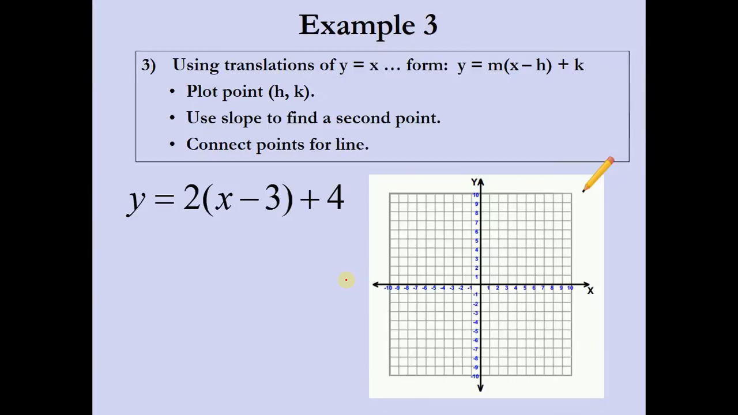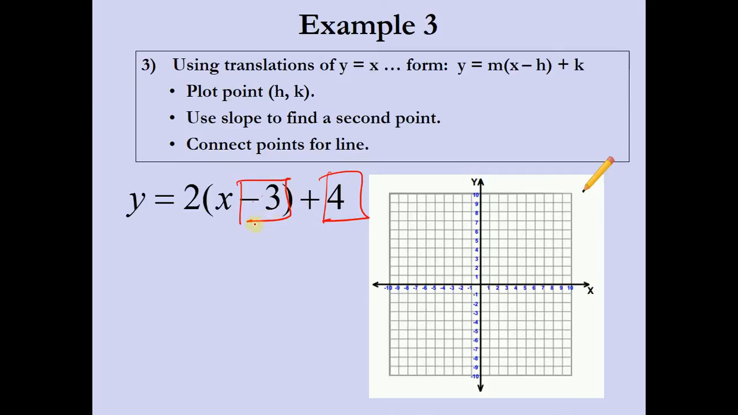Let's look at this before you start to go, whoa, I don't like it. So, let's use the translation form. I have y equals 2 times the quantity x minus 3, plus 4. So let's plot the point. Now the point is this piece right here and this piece right here. This is the x value, this is your y value.